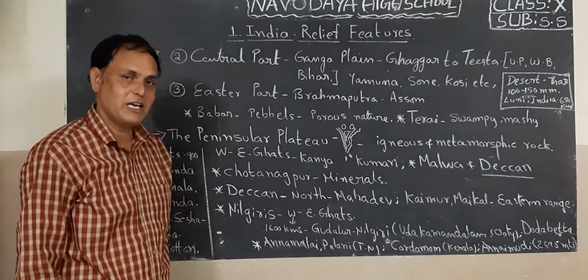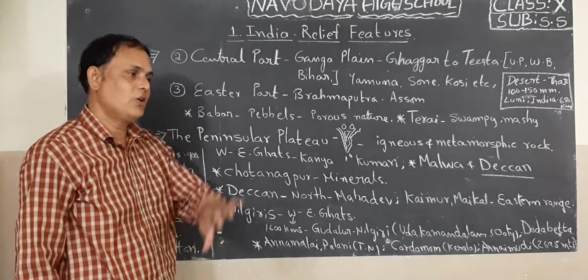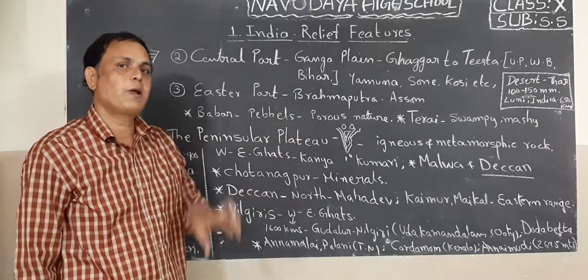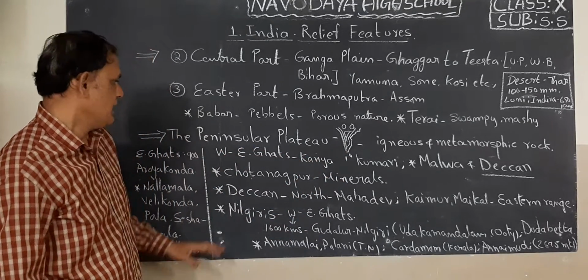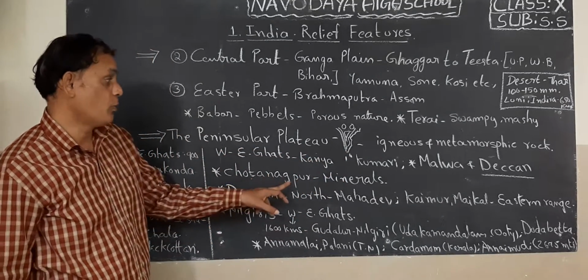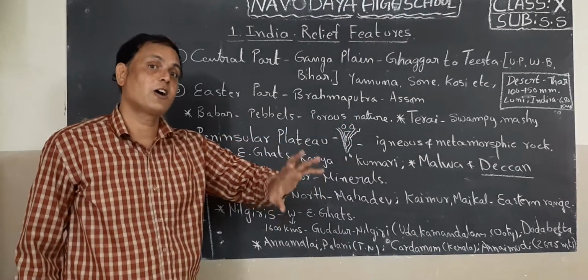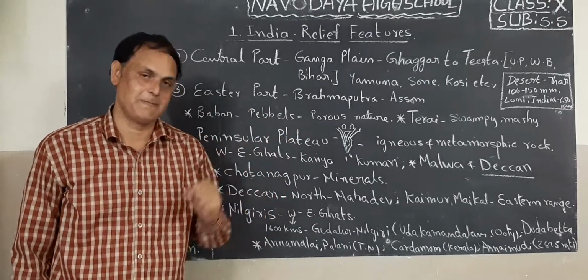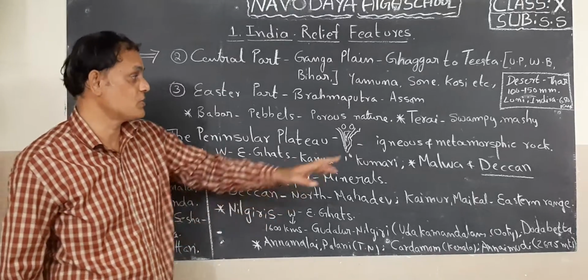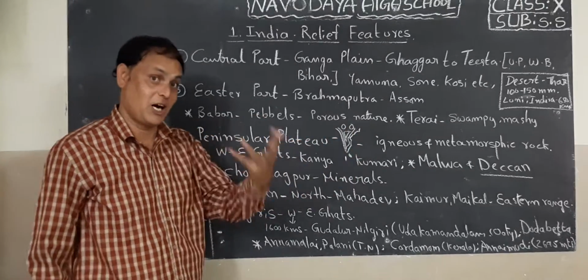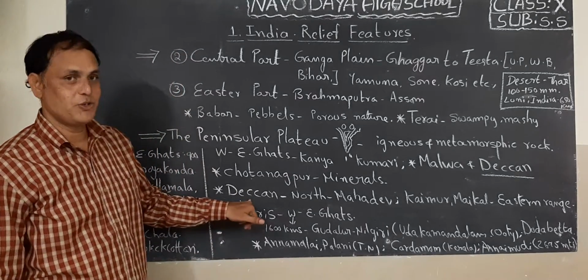For example, our AP, some part of Telangana, Maharashtra, Karnataka. So this area is called the Deccan Plateau area, children. Next, children, Chota Nagpur Plateau. This Chota Nagpur Plateau is rich in mineral resources. For example, the Chota Nagpur Plateau state is Jharkhand. What is that? Jharkhand.